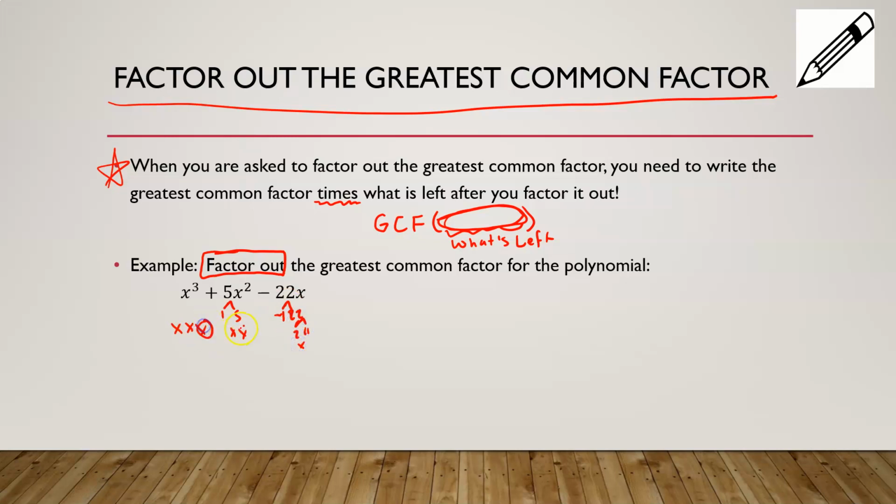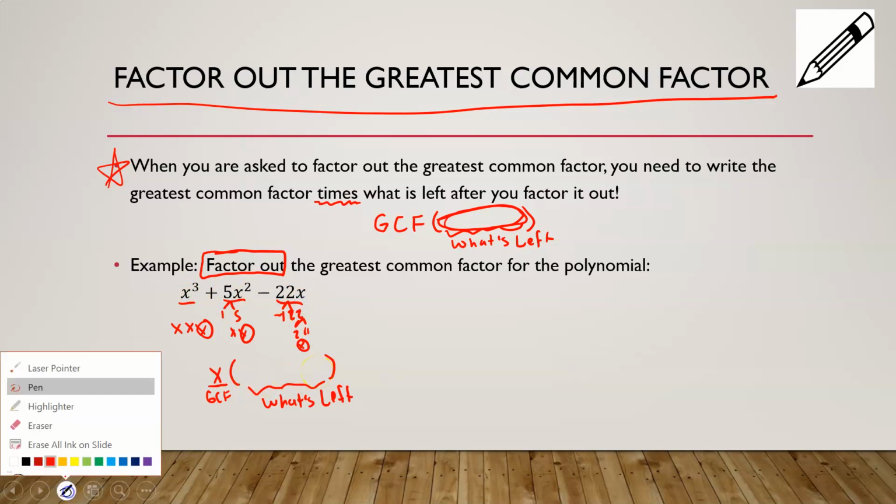Okay, so we had already circled that the GCF was x. So if I was going to factor out the greatest common factor, I put that first. Remember, that's the GCF. But now I need to multiply it times what's left. And again, what we mean is what is left from each term. So since my original polynomial had 3 terms, I need 3 things inside this parentheses.